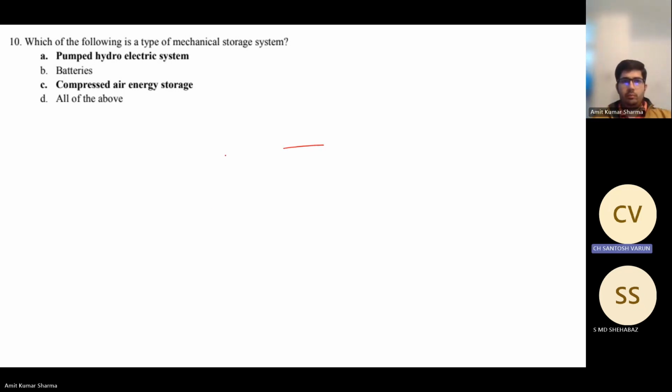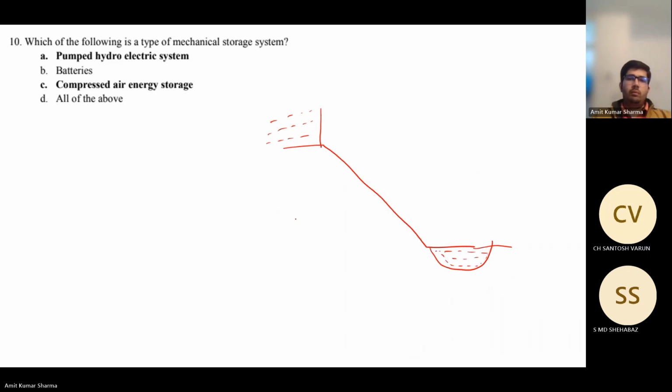And compressed air energy storage system, I feel like suppose you are using the excess energy to compress the air first, and later on you can expand that air in a turbine, and again you can generate the electricity. It's like you're giving the energy to the compressor, and pulling it out again using the turbine. Okay. Any other answer?